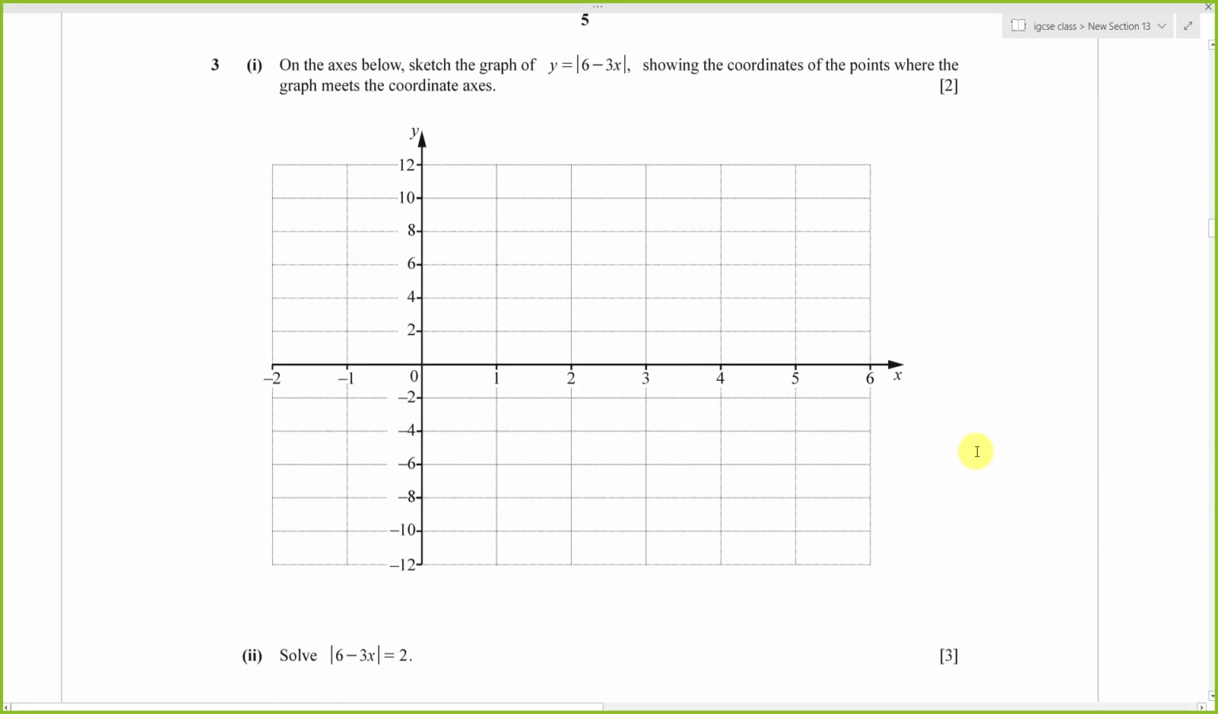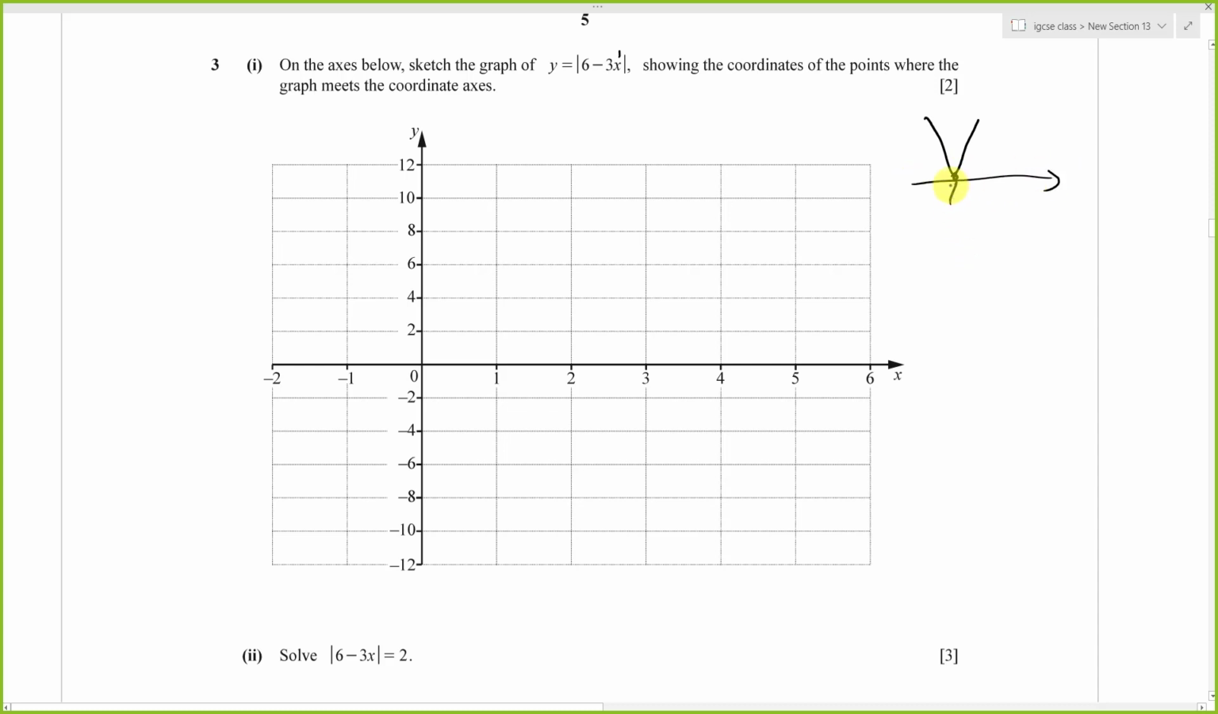Number 3. On the exit below, sketch the graph of this one and show your coordinates of the point where the graph will meet the exit. So whenever you have the modulus graph, the first thing you need to check is inside the modulus is the power 1 or power 2, because you only have linear and quadratic. So it's x power 1, you should know this is a V-shape. So V-shape, you need to find the vertex here.